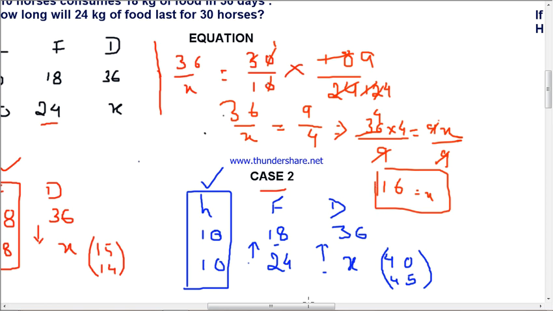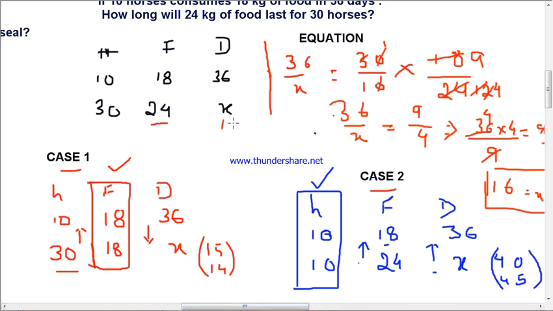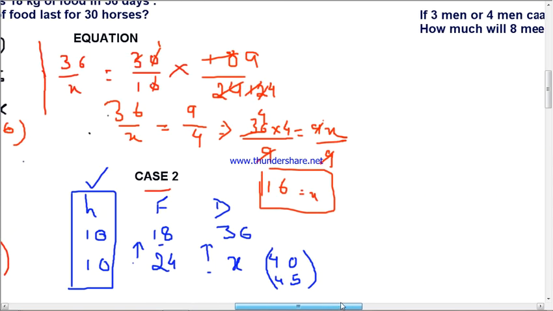Substitute the value of x in the equation as 16, and then you see 10 horses, food is 18 kg, it will last for 36 days. Then 10 horses, 24 kg of food is there, it will last for 16 days with you. Okay, this is how you solve 3 variables. I hope you have understood, guys. So you have to practice more, then you will be familiarized with the process, and it will be very, very easy. Please watch the same video on this question again, and then try to understand what I did just now.